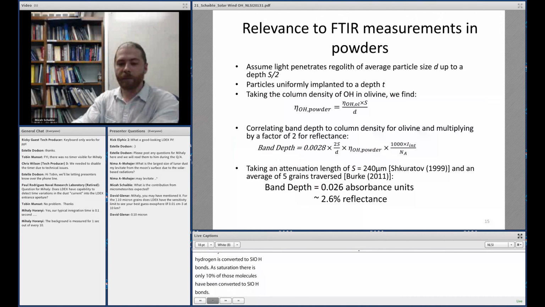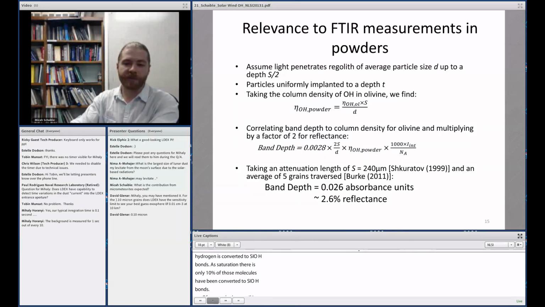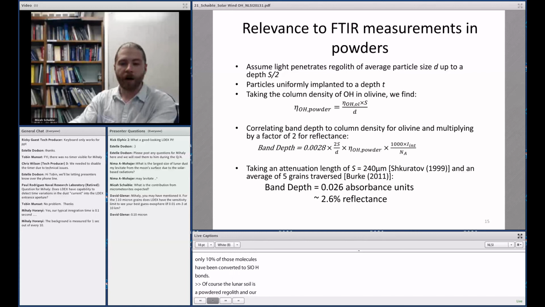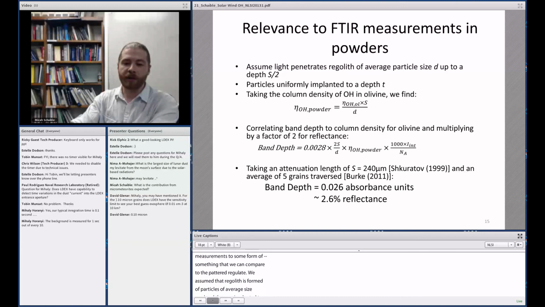So of course, the lunar soil is a powdered regolith, and our measurements were done on slabs of mineral. So we wanted to be able to convert our measurements to something that we can compare to the powdered regolith. And to do this, we assumed that regolith is formed of particles of average size t, and they're implanted to a depth t with hydrogen.